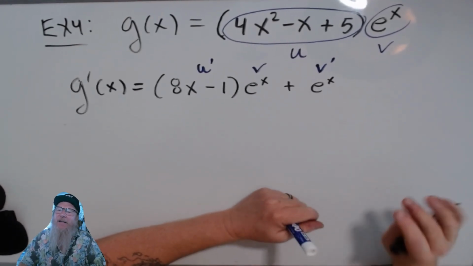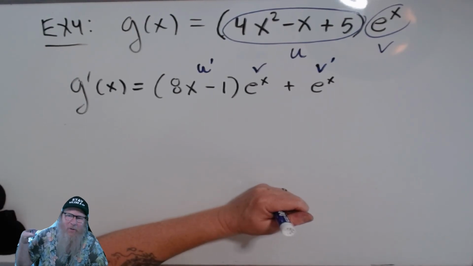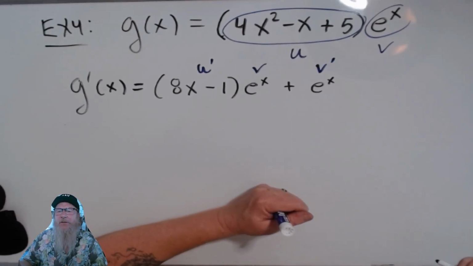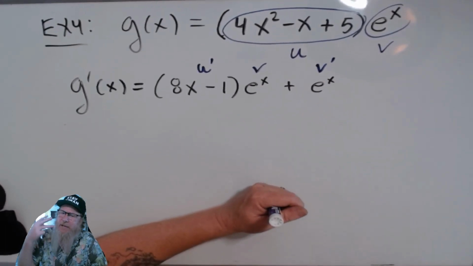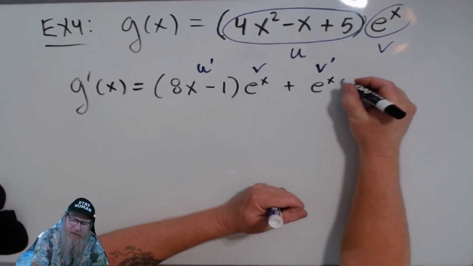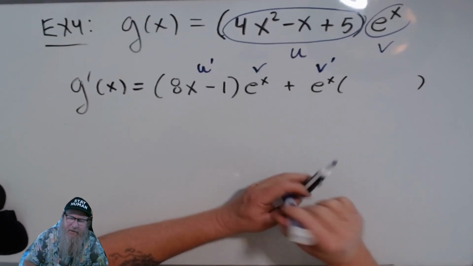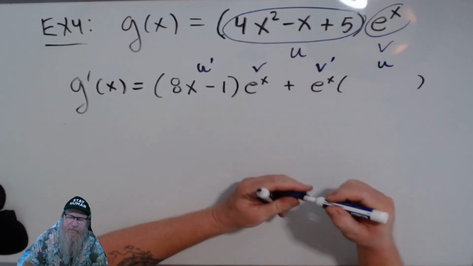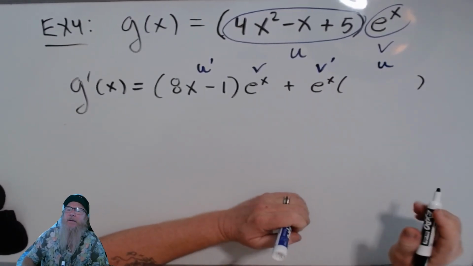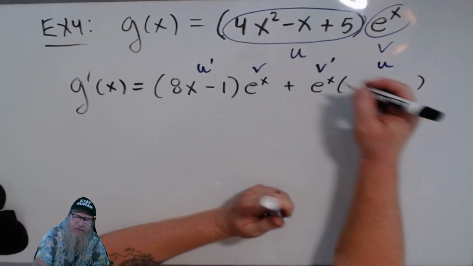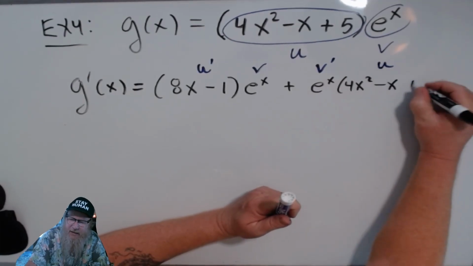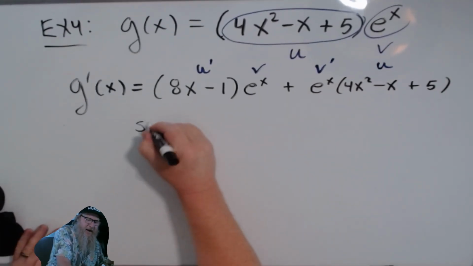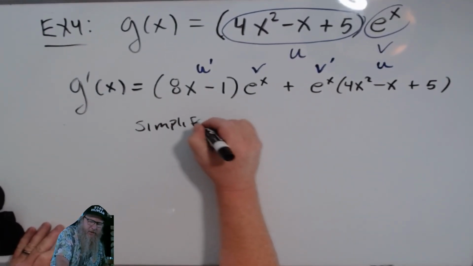e to the x is probably the only function in which it is the derivative of itself. You take the derivative and it doesn't change. It just becomes the same value again. And then u. So u is the whole thing here: 4x squared minus x plus 5. And I want you to simplify this one.